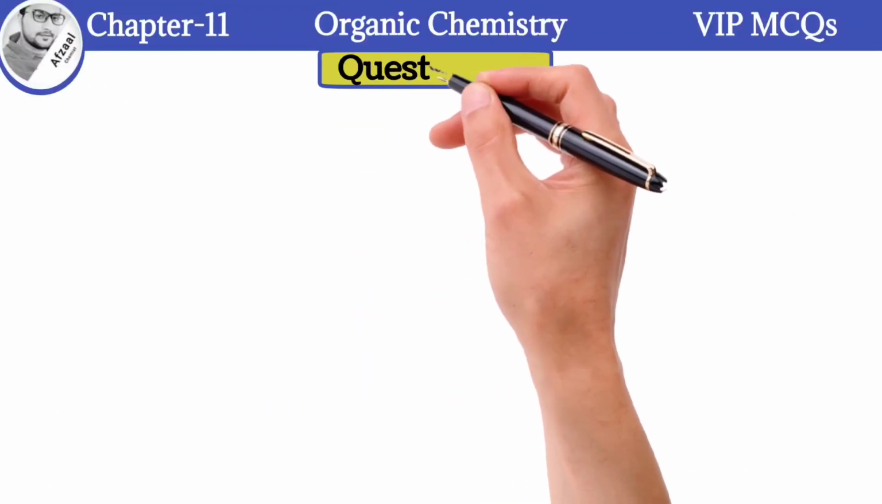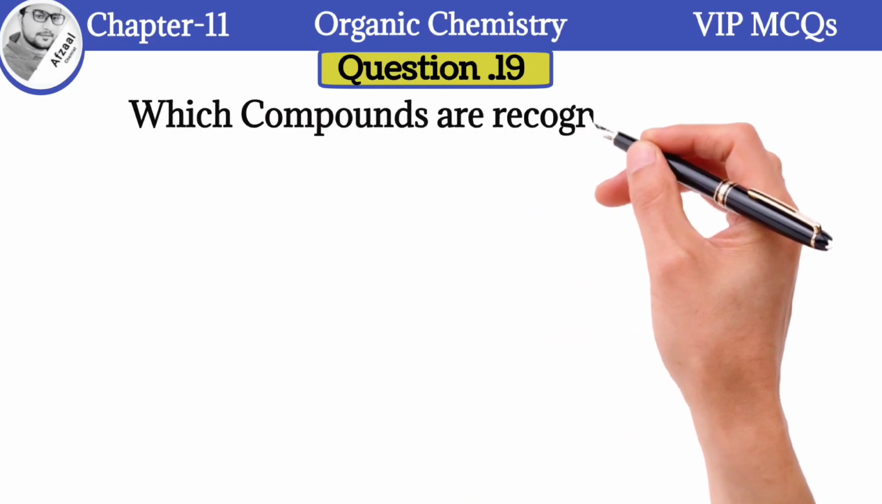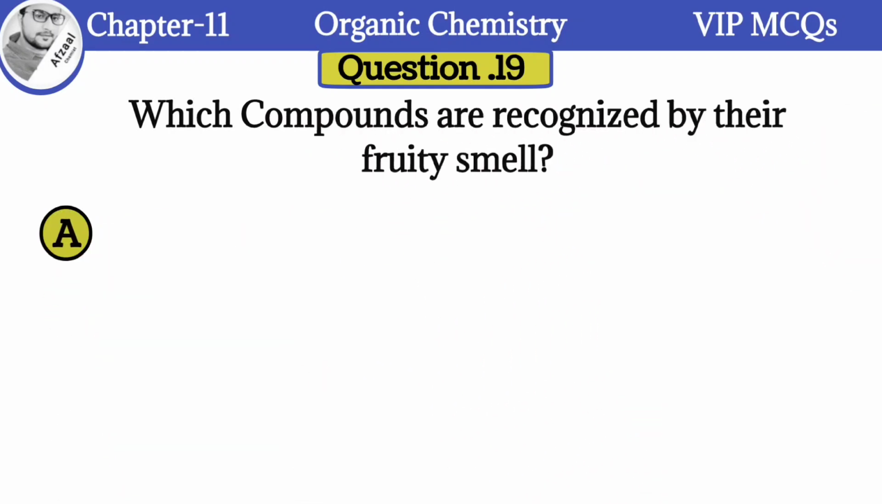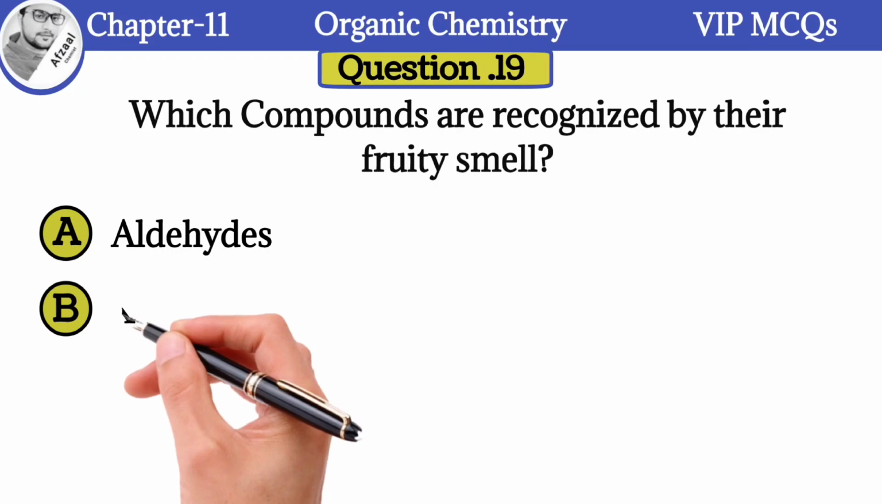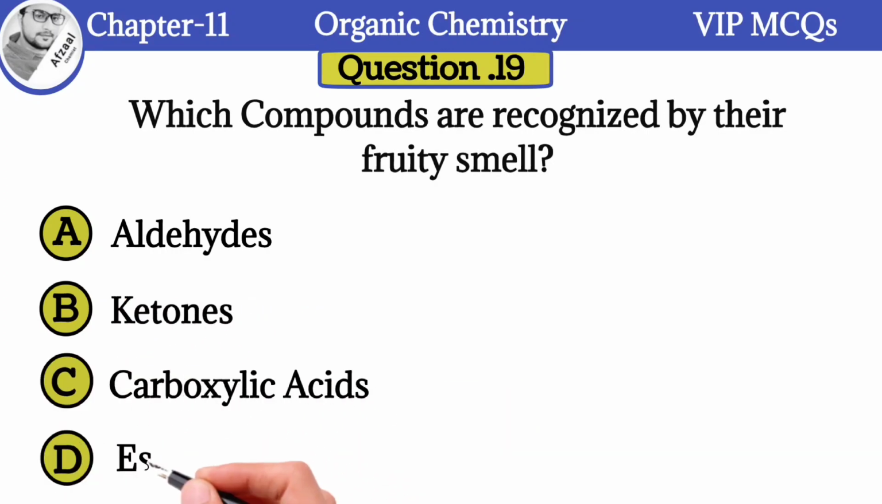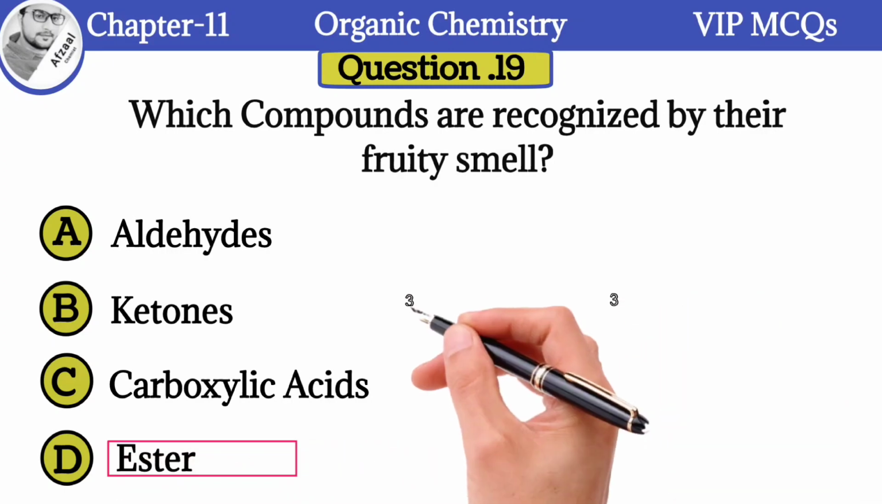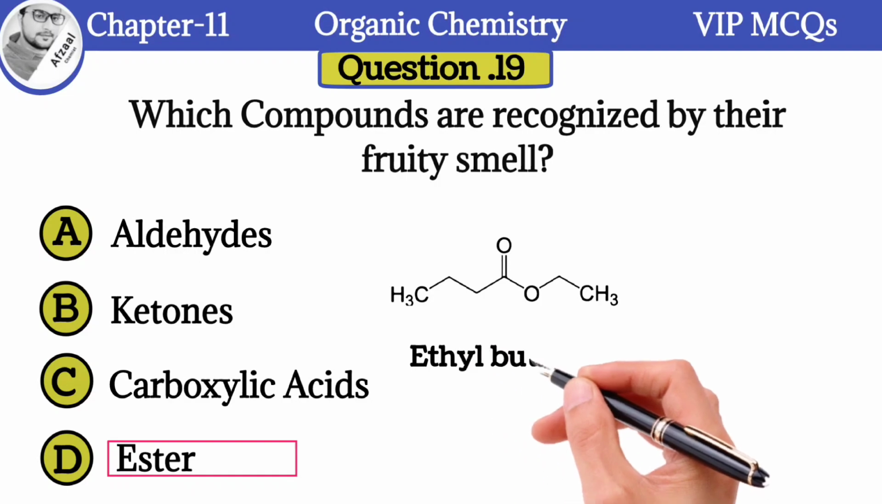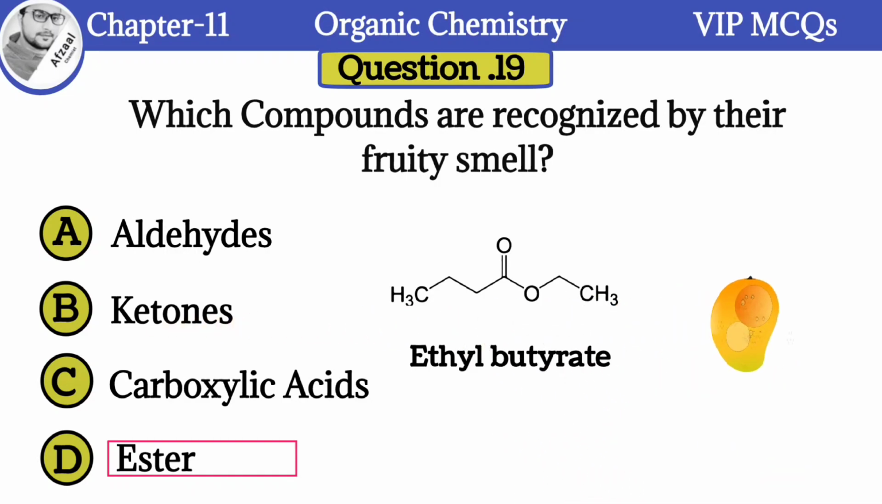Question number 19 is, which compounds are recognized by their fruity smell? Option A is aldehydes. Option B is ketones. Option C is carboxylic acids. Option D is esters. The correct option is D. For example, ethyl butyrate is one of the main esters that give the fruity smell to juicy mangoes.